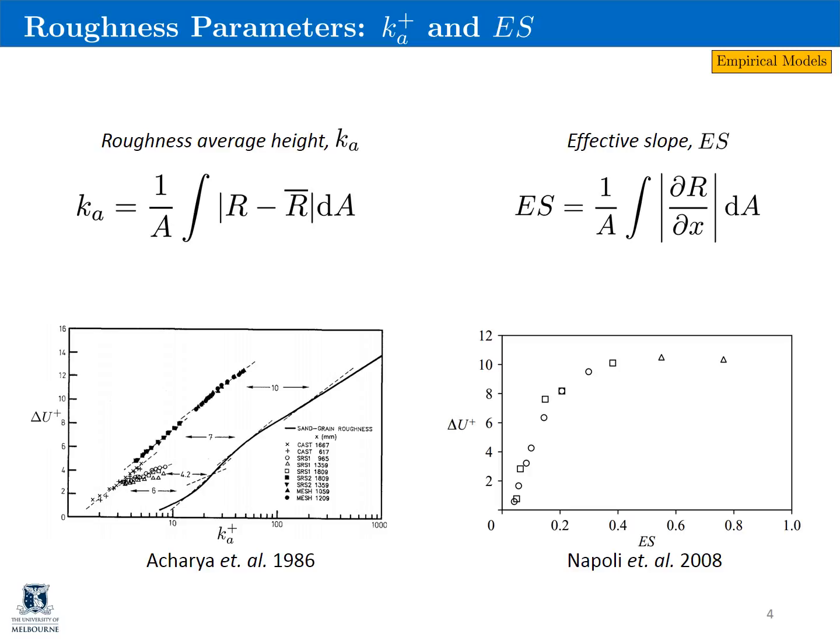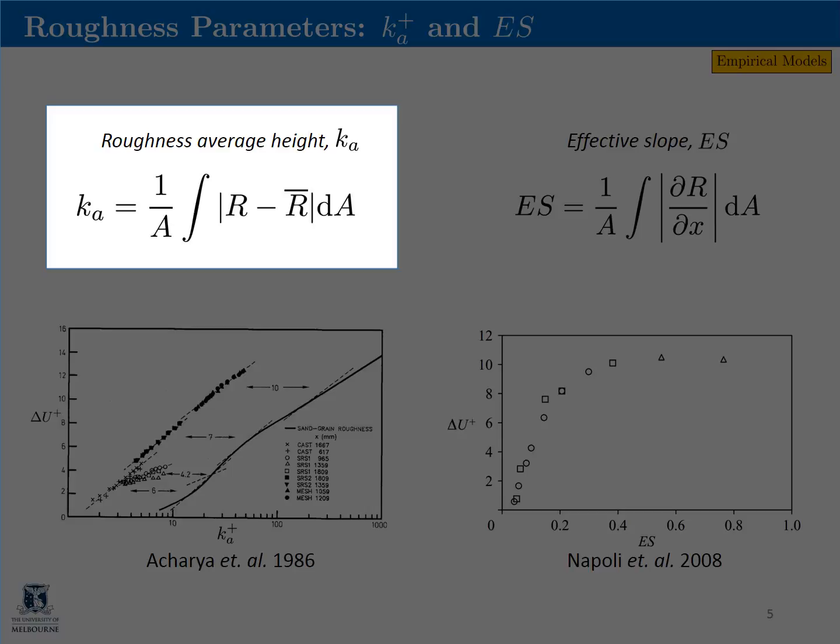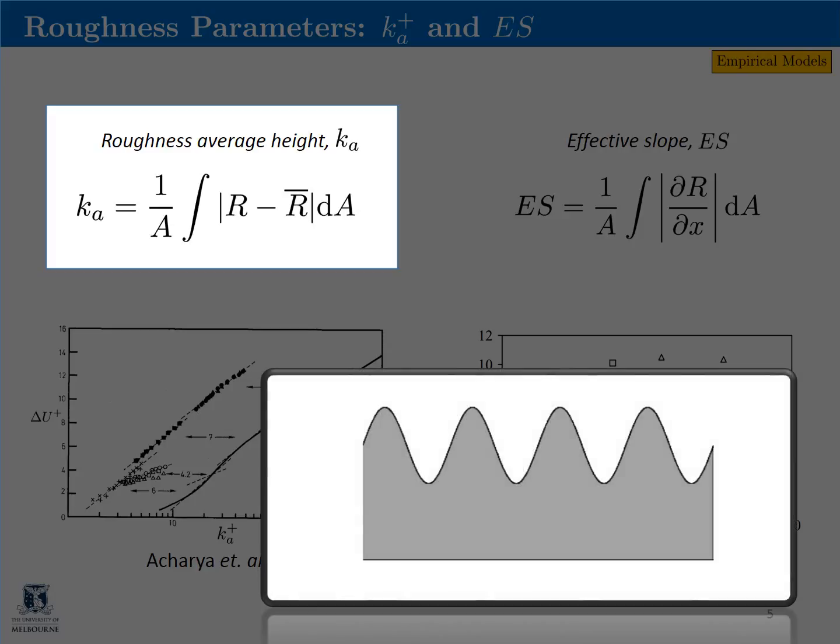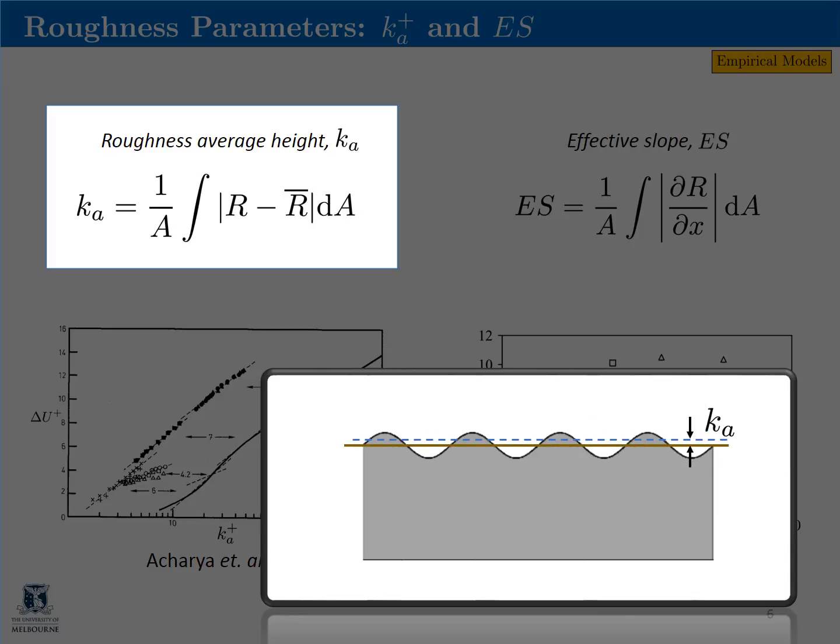The two roughness parameters of interest are the roughness average height, Ka, and the effective slope, Es. The roughness average height is defined as the mean of the absolute roughness fluctuations. Here is a two-dimensional sketch of a sinusoidal surface with large Ka, and here is a surface with a small Ka. However, Ka does not contain any information about the wavelength of the roughness elements, and therefore it is possible to have a surface with the same Ka but looks very different.